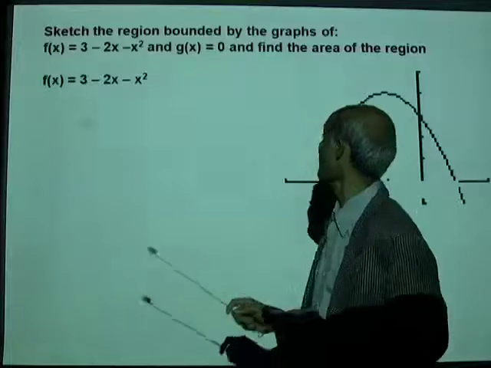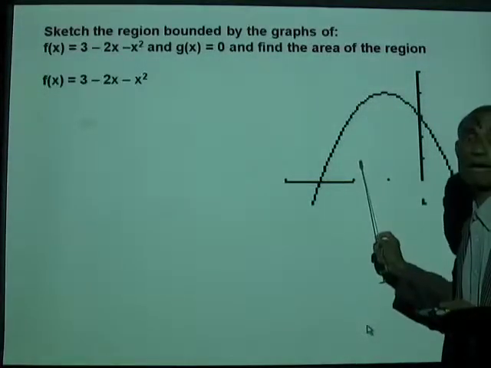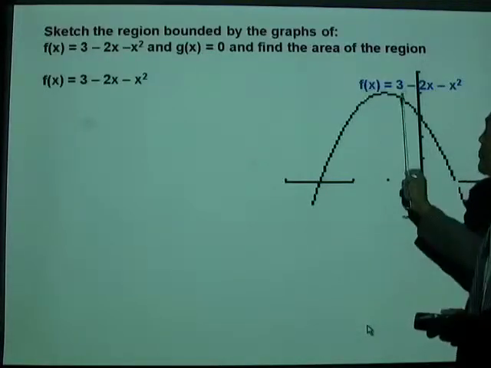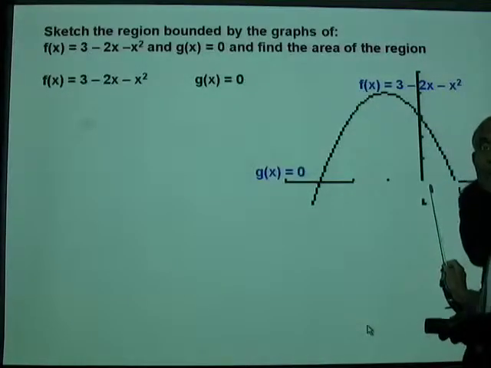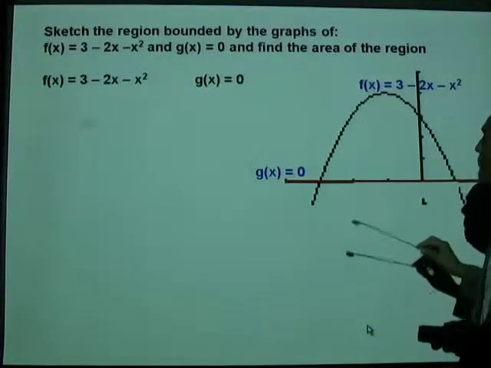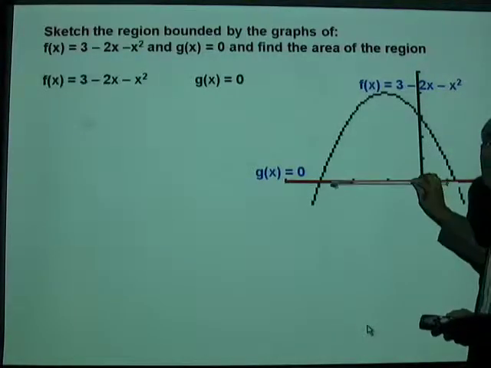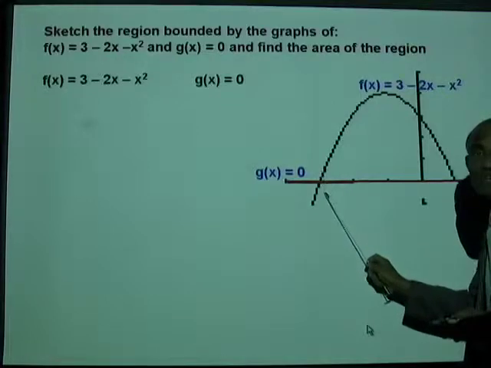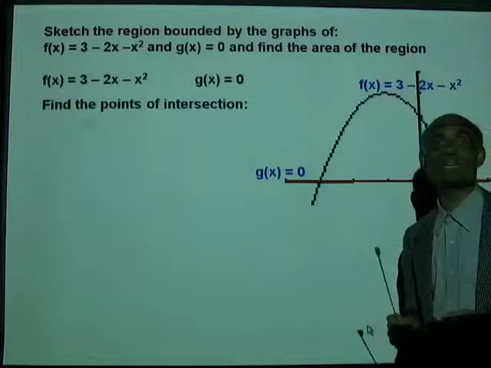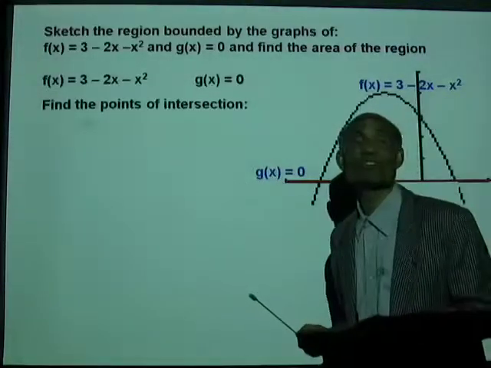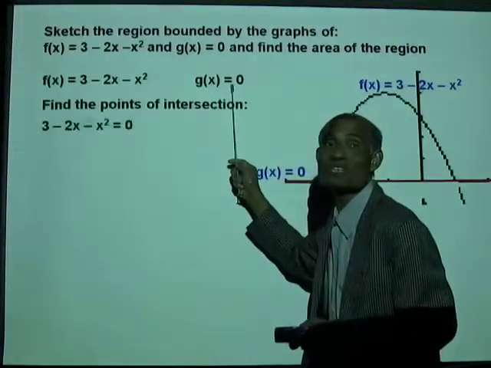So this is our f of x. And look at the graph of that. I'm sure you can draw that graph and get this result. So this is our f of x. G of x equal to 0 is the x-axis. There you have. And so what we are looking for is the area enclosed by f of x with g of x from x equal to a to x equal to b. We need to find a and b. Find the points of intersection. How? Set f of x equal to g of x.